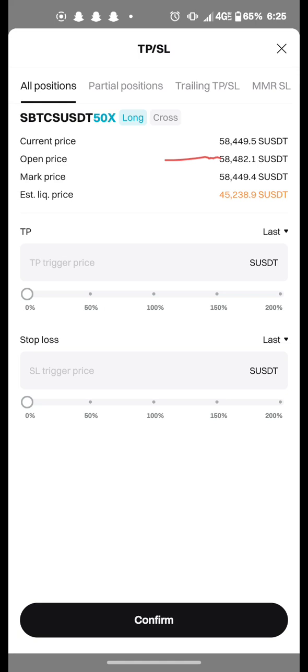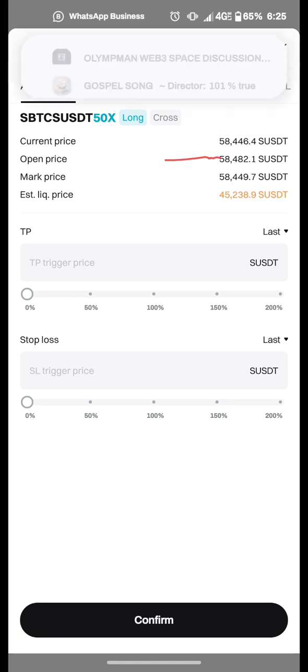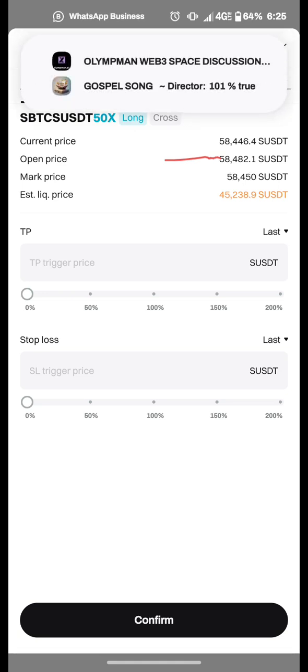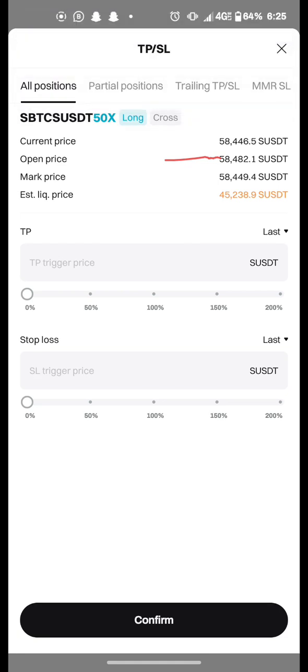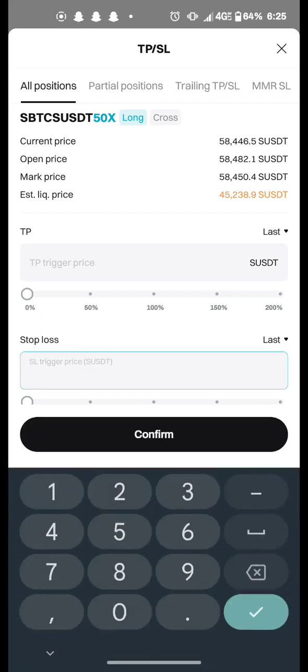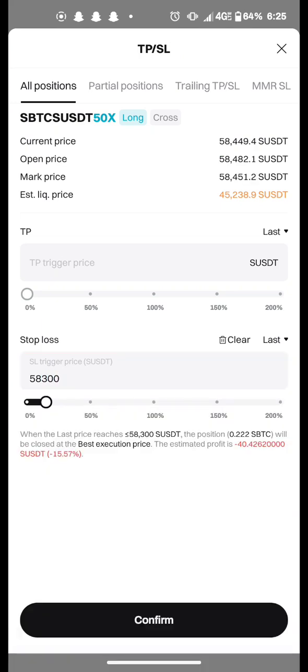58,482.1 dollars. Then look at that now. You now come. You have to put your price for stop loss below this. So that will be, let me put it at 58,000. Let's say 58,300. Let me see the percentage. That is 15%.